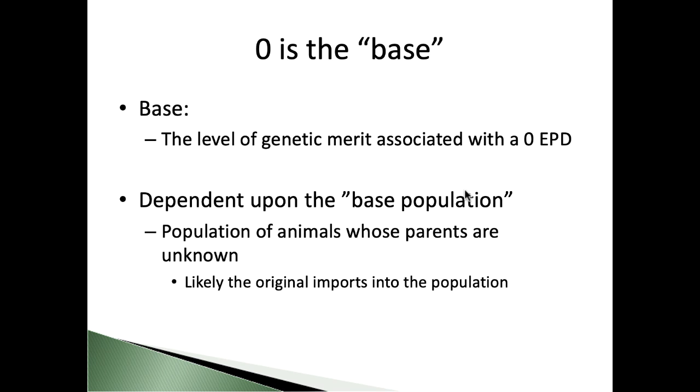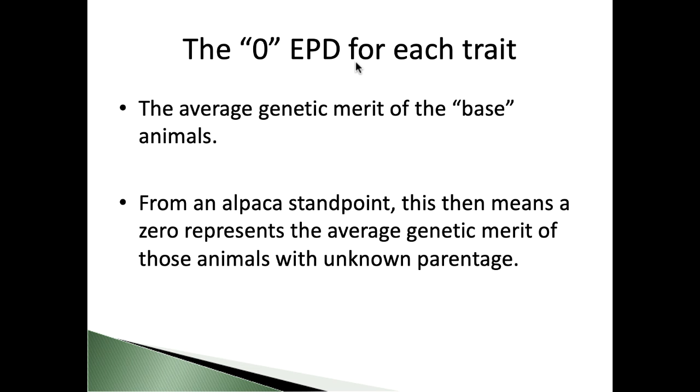So if you take that population and think about what is a zero EPD for each trait, it's the average genetic merit of that base population of animals. So for AOA, it's the animals with no parentage information. And that zero EPD represents the average genetic merit of that group of animals, with unknown parentage.